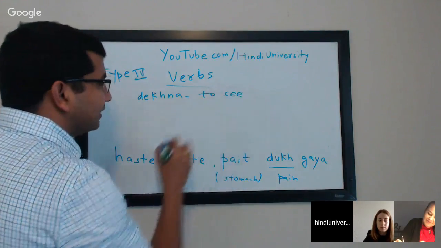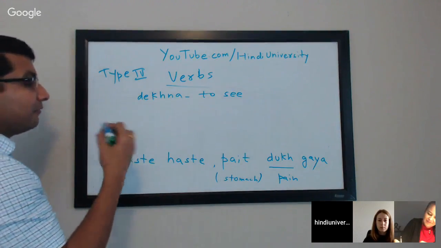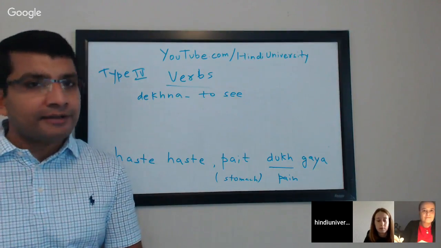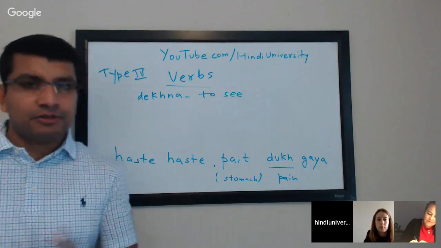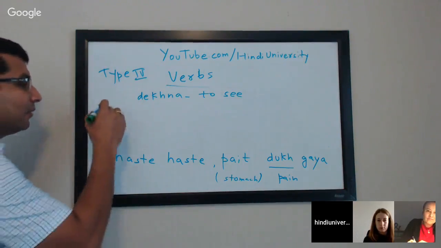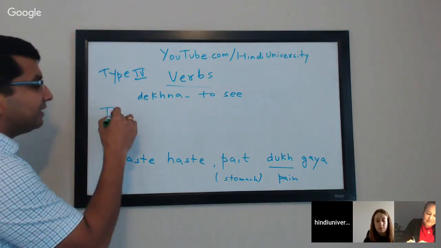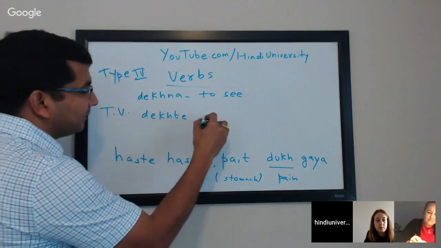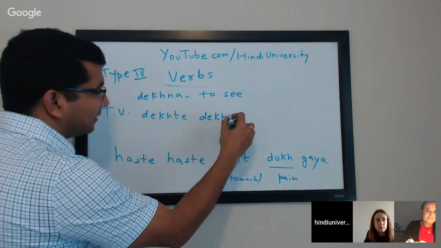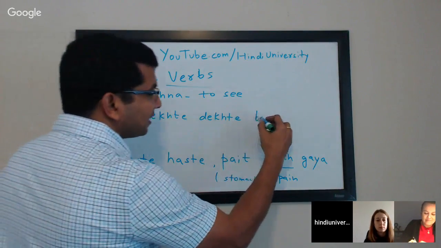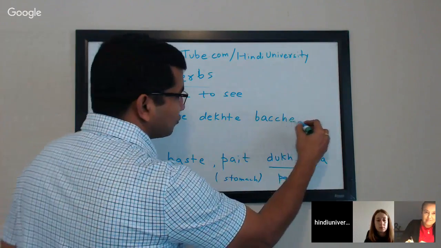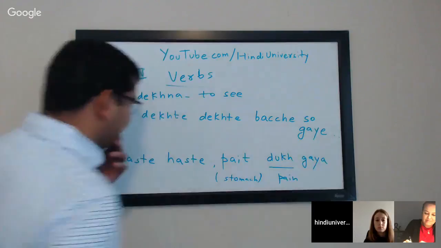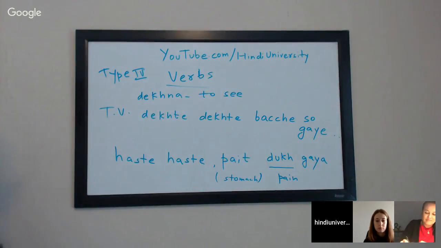Okay, dekhna is to see. One sentence would be that main TV dekhta hoon, I watch a TV. Okay, now you want to say TV dekhte dekhte bachche so gaye. टीवी देखते देखते बच्चे सो गए.